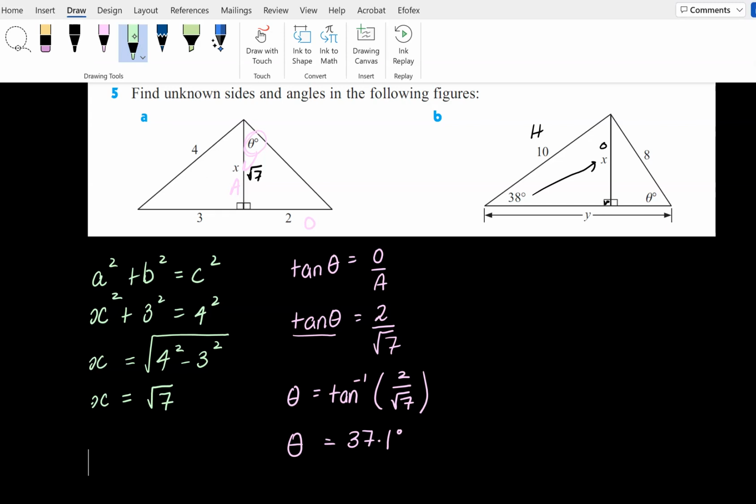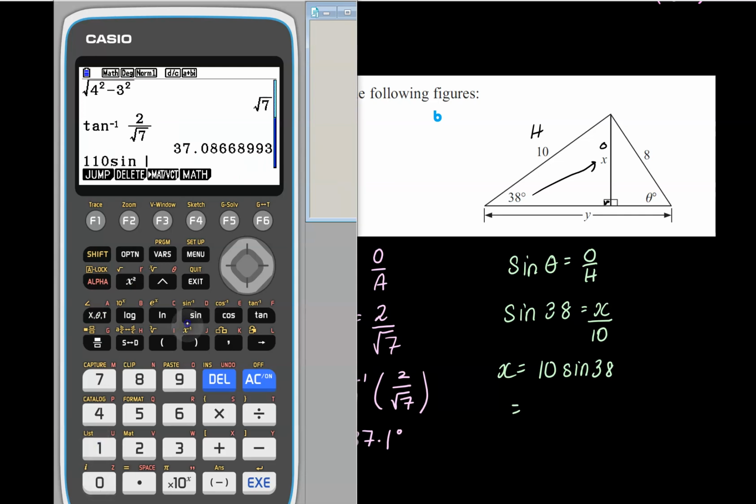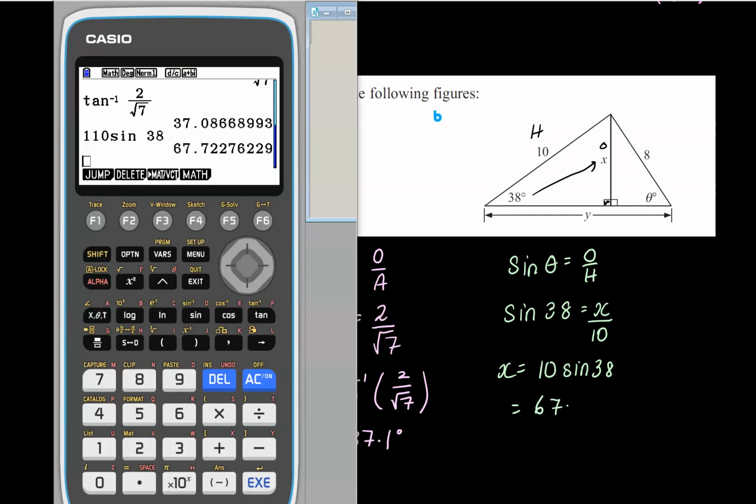So what rule uses O and H? Well, that's sine. So we go sine theta equals opposite over hypotenuse. Sine 38 equals x over 10, and therefore x equals 10 sine 38. Again, this is going to be the difference between sometimes an A and an A plus. So x is 67.72.